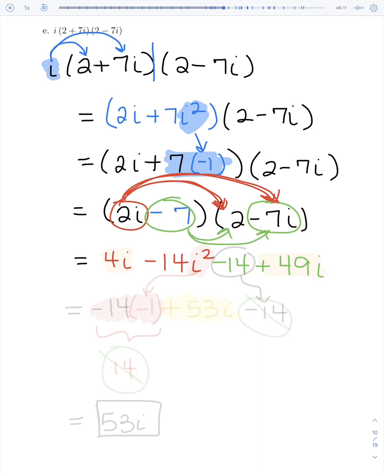Okay, now I can combine my like terms. Well, let's see, what are my like terms? I have a 4i and a 49i, which will add up to become a 53i, and that's a positive 53i. So that will get me started. I also have the negative 14, but it has an i squared attached to it. So I'm going to replace that i squared with a negative 1. And I also have this negative 14 that I'm going to drag down that I'm not going to touch yet.